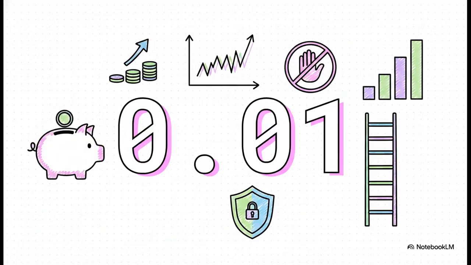Which brings us to the number 0.01. Listen, this is the absolute golden rule of trading. If you are new, you must always start with a micro lot. I can't emphasize this enough. This is how you stay safe while you're learning the ropes. Do not touch those standard lots until you are a seasoned veteran.